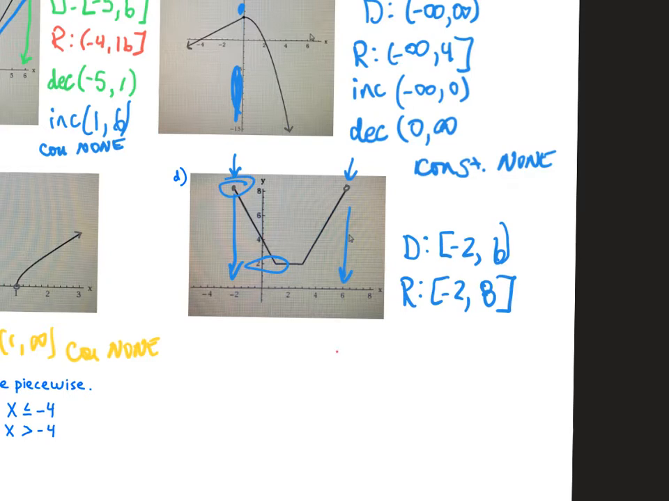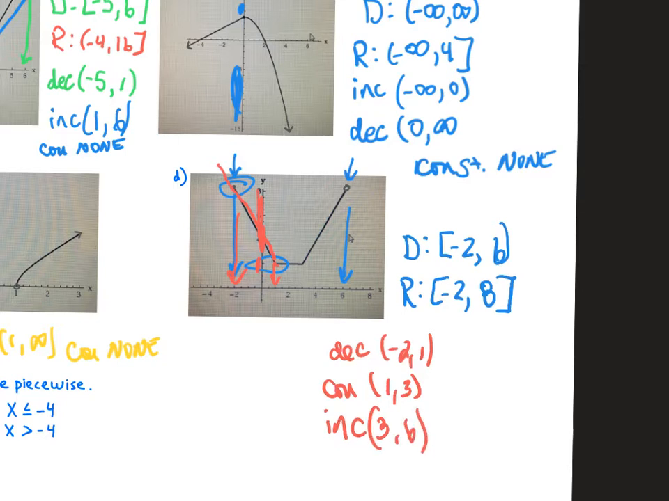Now our intervals of increase, decrease, and constant, we read from left to right on the x-axis. So if I follow my function downwards, I have a decrease from -2 to 1. So our decrease is -2 to 1. Then I stay constant. We have an interval of constant from 1 to 3. And then I have an interval of increase from 3 to 6.